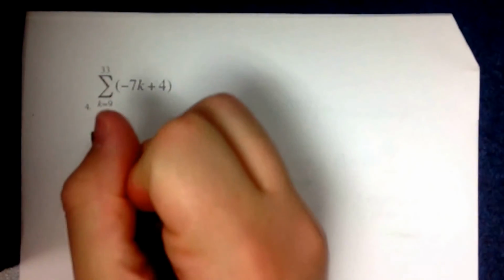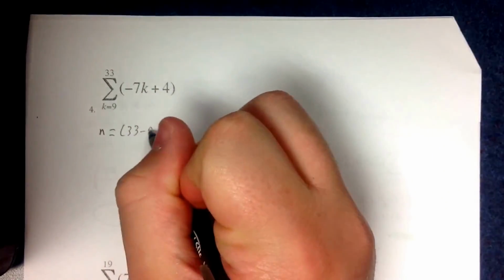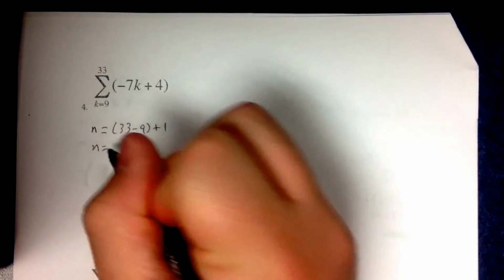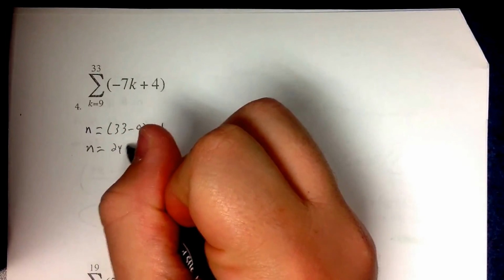So let's do a couple more. I'll do one that may have some negative signs just so you can see it. So if I look at number 4 here, we got negative 7k plus 4, and we're starting with the 9th term and going to the 33rd term. Okay, so again, the number of terms, we have 33 minus 9 plus 1. 33 minus 9 is 24, plus 1, so I get n equals 25.